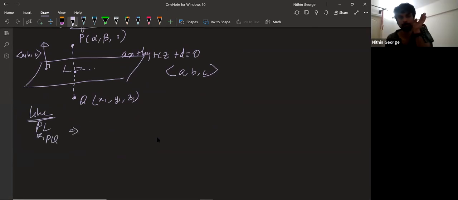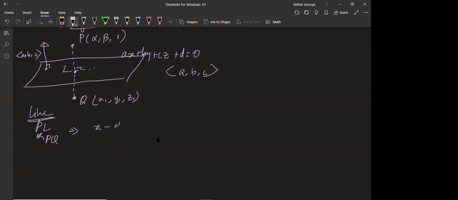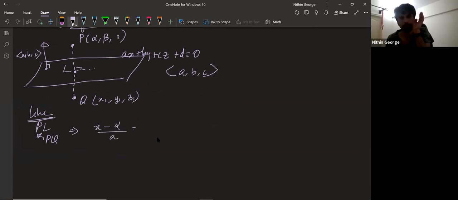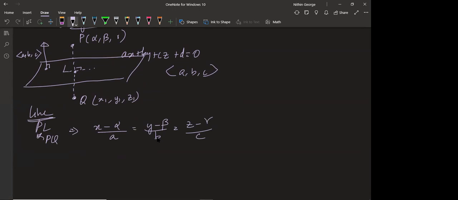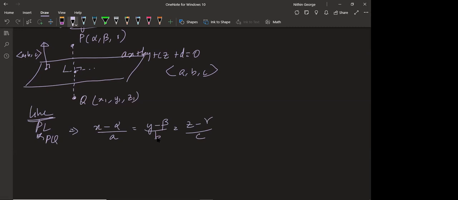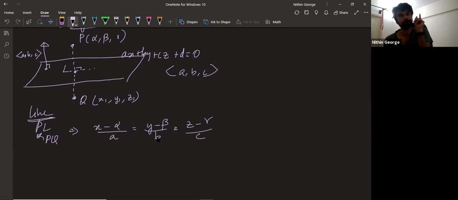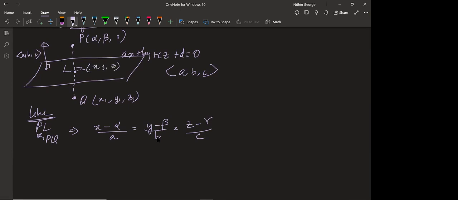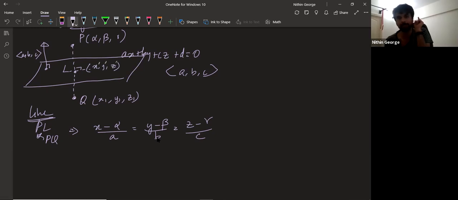Line PQ or PL goes like this. X minus alpha divided by A equal to y minus beta divided by B equal to z minus gamma divided by C. Harish, you got this much also, right? The equation of the line. Oh, yes, sir. Now sir, this is actually the line. So you will assume a point here. What did you assume it as? X, Y, Z. Yes, sir. Okay, but that particular point, I'll call it X dash, Y dash, Z dash.